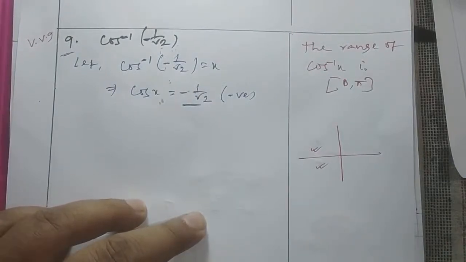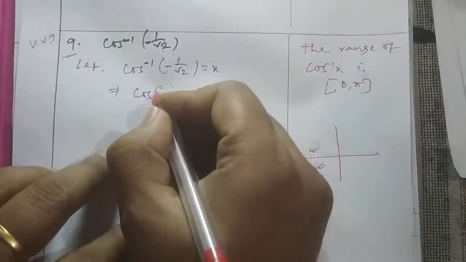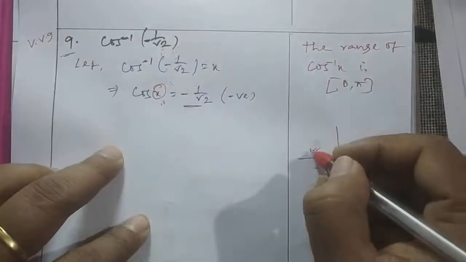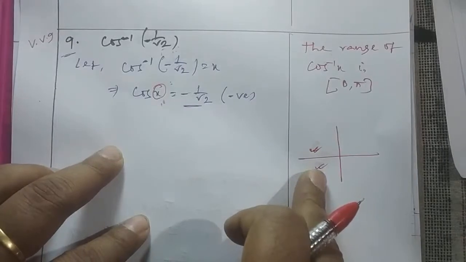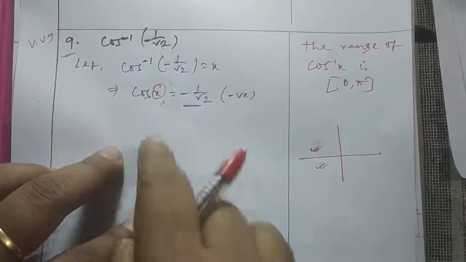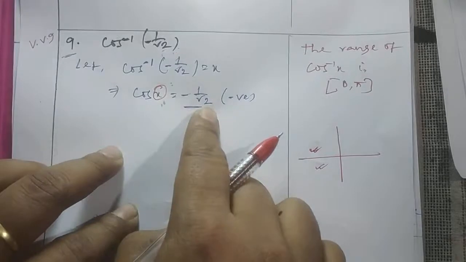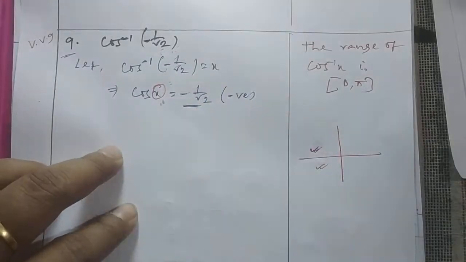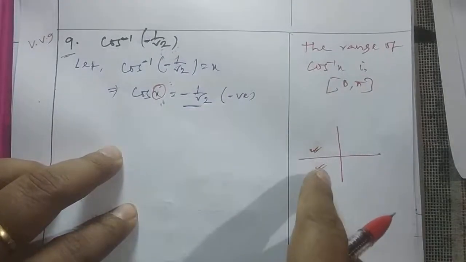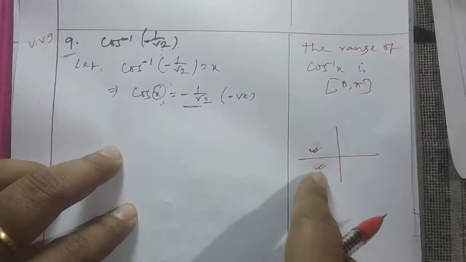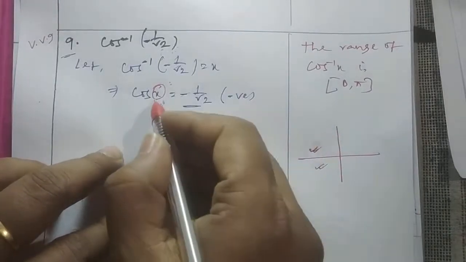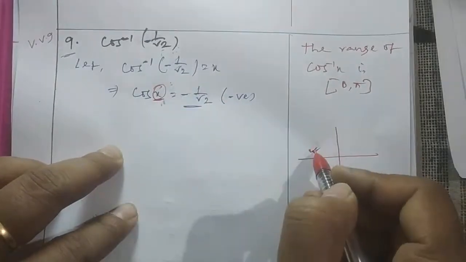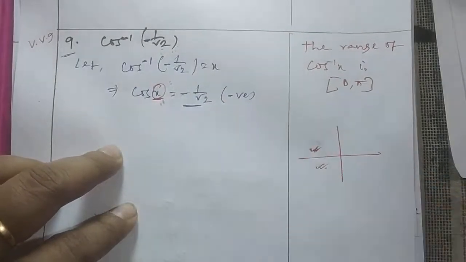So it is clear from here, the angle x may be lying in the second quadrant or in the third quadrant. Again I am saying, here we got cos x is negative. So it is confirmed that x belongs to either the second quadrant or the third quadrant.